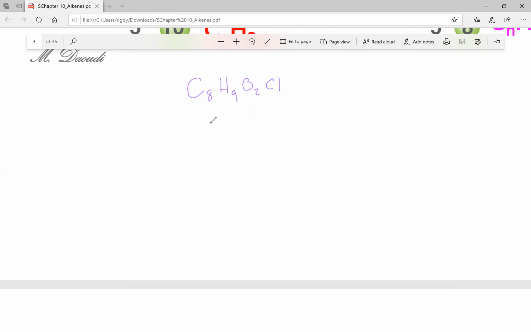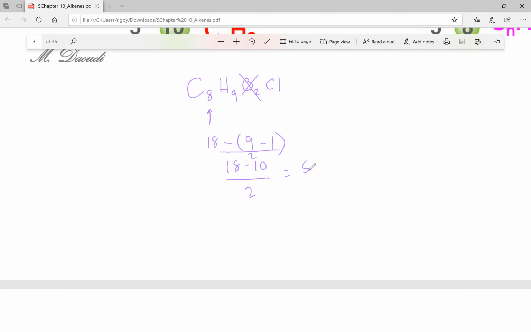So if we do 2n plus 2 for 8, that's going to be 16 plus 2, that's going to be 18, minus the number of hydrogens. We ignore the oxygen, and we subtract the number of halogens. So now we have 18 minus 10 over 2. This should be over 2.